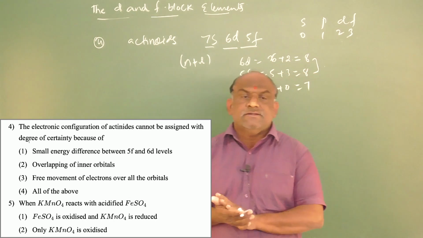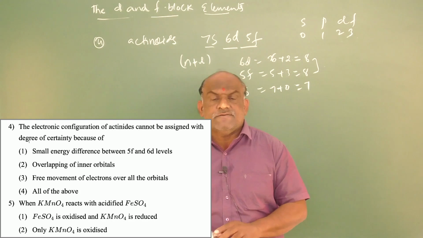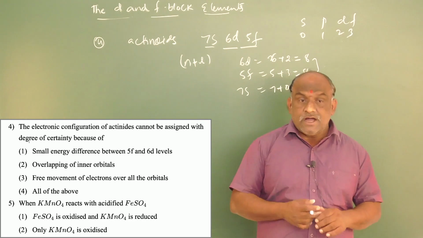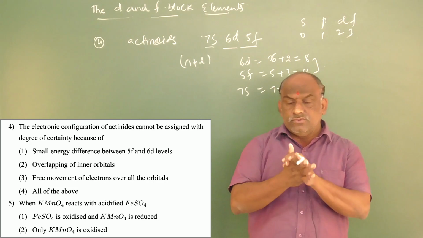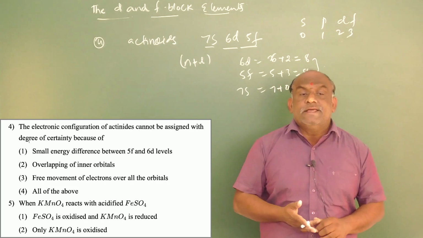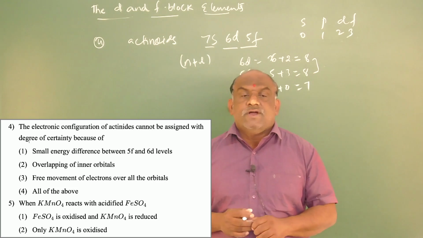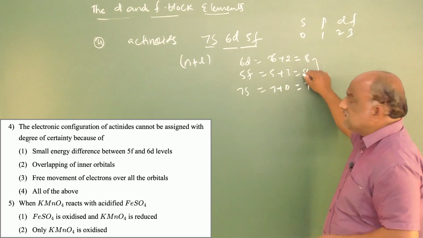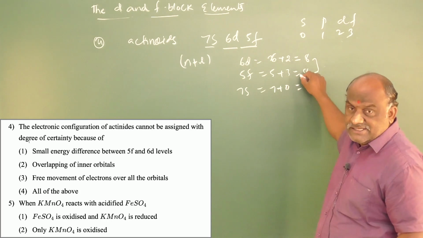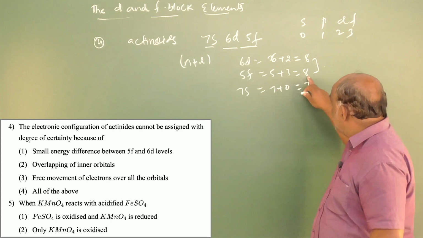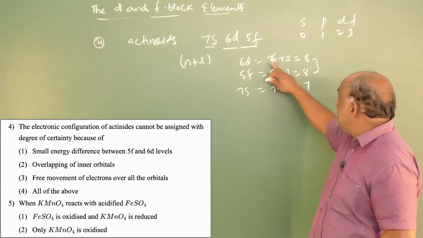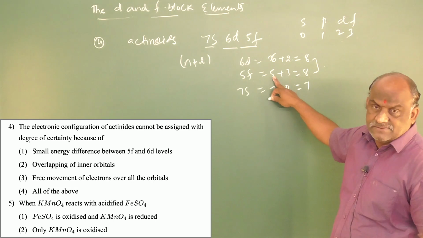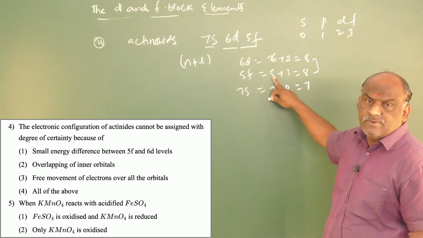So what will be the reason the electronic configuration of actinides cannot be assigned with a degree of certainty? Because of option 1: small energy difference between 5f and 6d levels. 5f has the value 8, 6d has the value 8, but the principal quantum number of 5 is less. So make a note, this is very important.